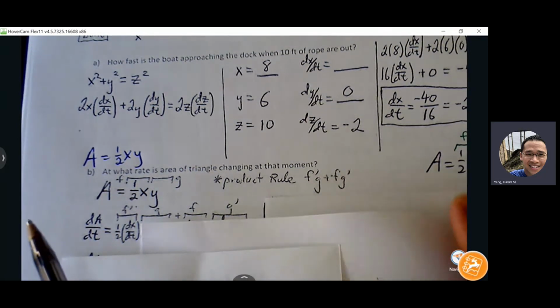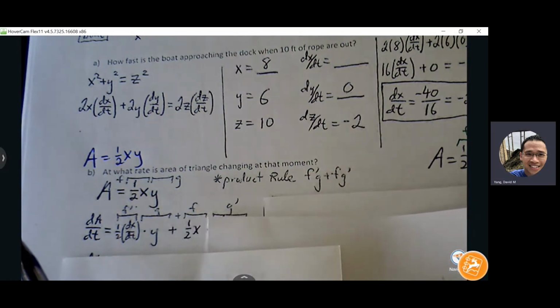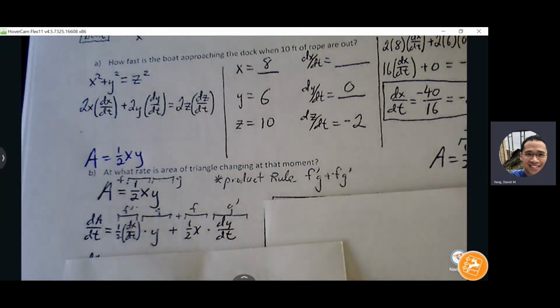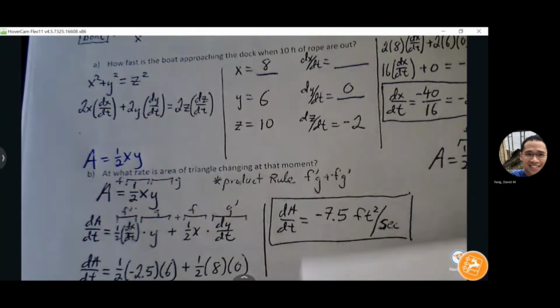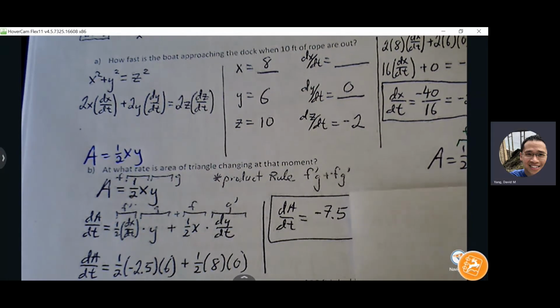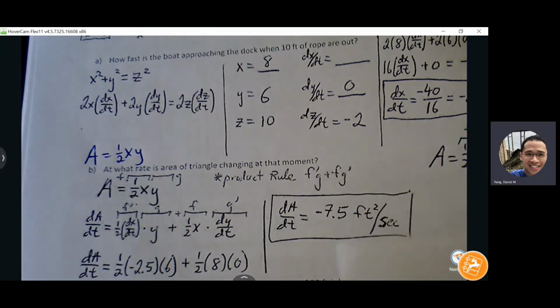Okay, g is just y, no changes. f is just 1/2 x, no changes. And what's g prime? Good. Right, so don't forget about your d over dt's for each of your variables. Okay, so that's the hard part, right? Recognizing product rule, applying product rule correctly. Now you're just taking all the values you got from part A and inserting them in. Units of measure, dA/dt, area is square feet. Time is seconds, so therefore square feet per second.